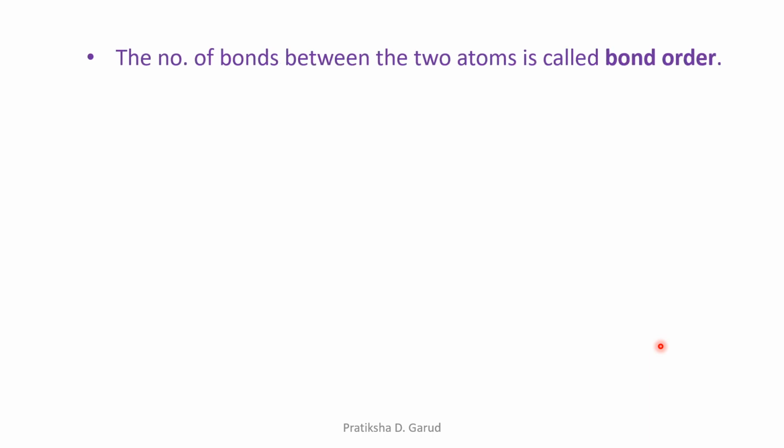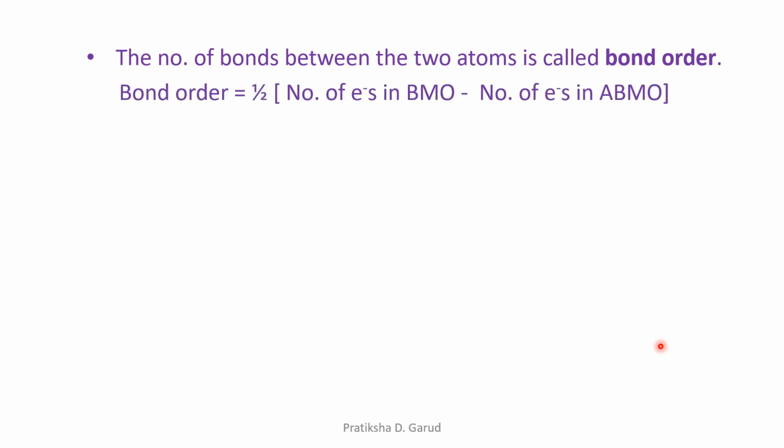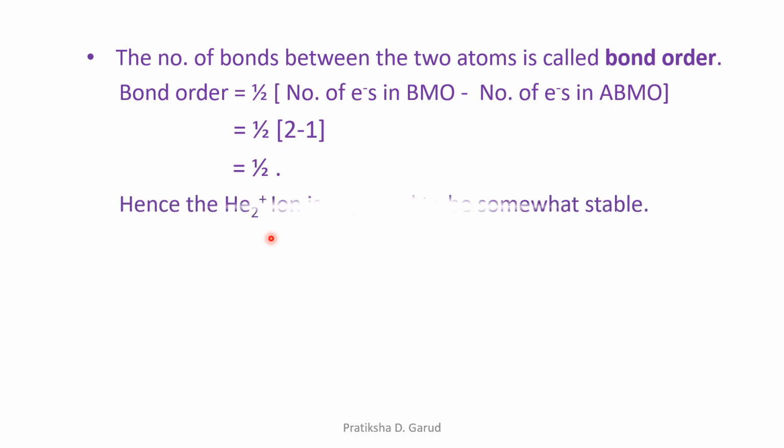Then let us move further. Bond order. What is the bond order? It is nothing but the number of bonds between the two atoms. So bond order has the formula: equals 1/2 into number of electrons in BMO minus number of electrons in ABMO, which equals 1/2 into 2 minus 1, which equals 1/2. That means the bond order of this ion is only 1/2, similar to the H2 plus ion. So we can say that this ion is somewhat stable.